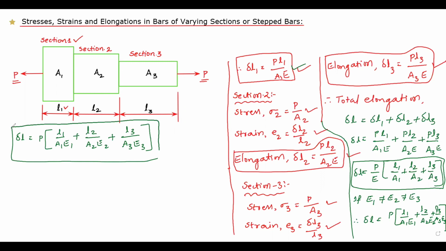This equation is for when the modulus of elasticity is different. If it is the same, then we need to use this equation: delta L is equal to P by E into L1 by A1 plus L2 by A2 plus L3 by A3.